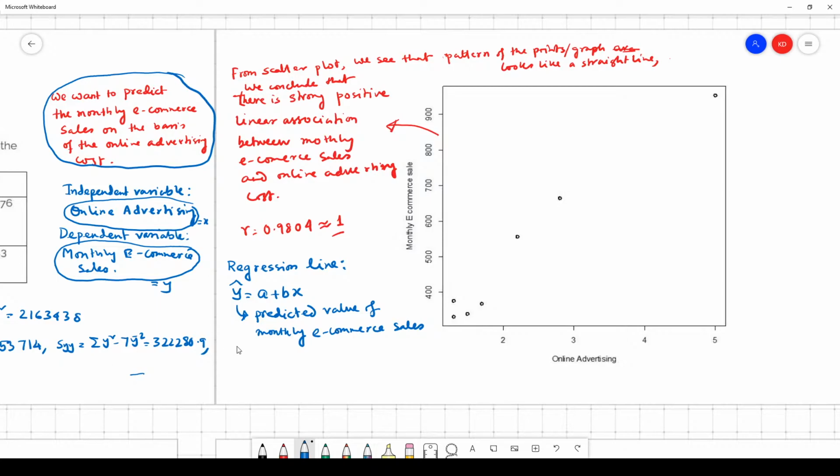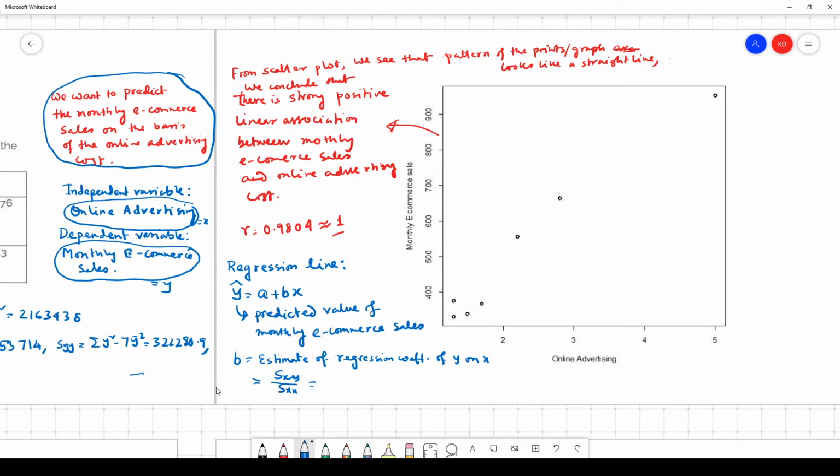So we knew this thing from our previous class. b is an estimate of the slope parameter, or regression coefficient, of y on x, which is nothing but Sxy by Sxx.